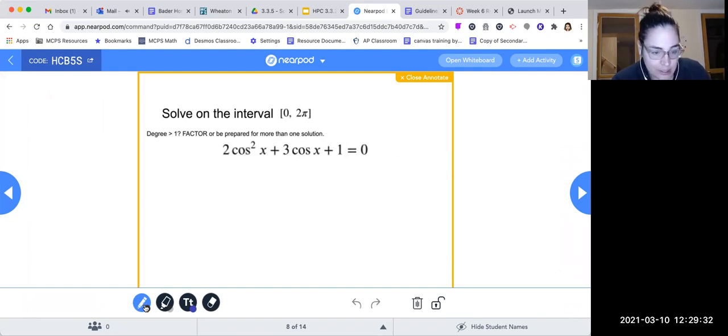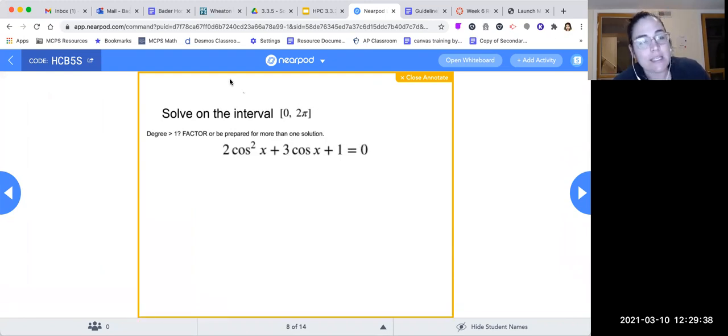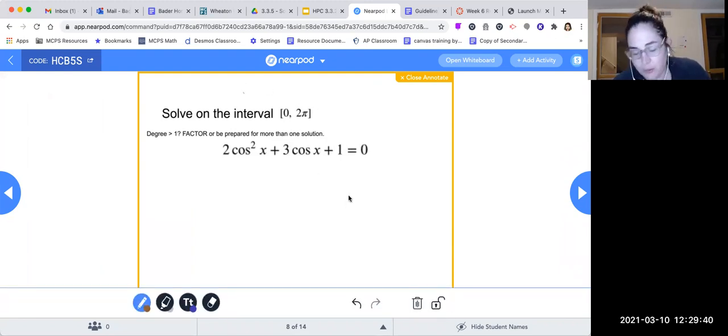Here's another one. 2 cosine squared of x plus 3 cosine of x plus 1 equals 0. I did this in the video that you hopefully watched when you were doing your asynchronous paired deck assignment. This is actually a case where you need to do that binomial factoring.